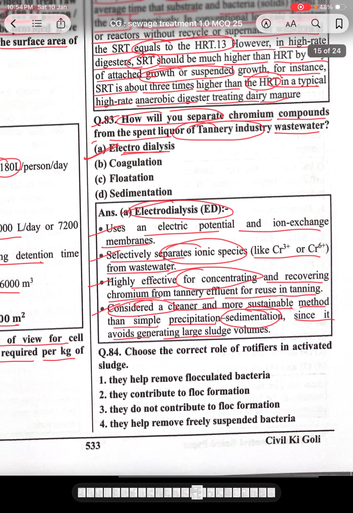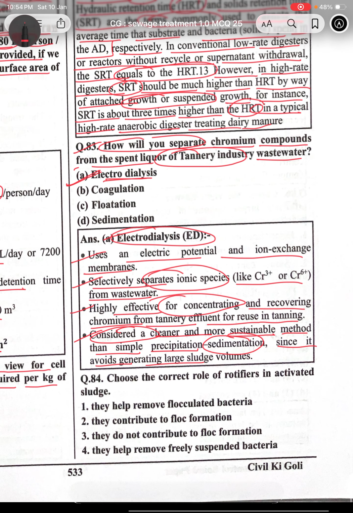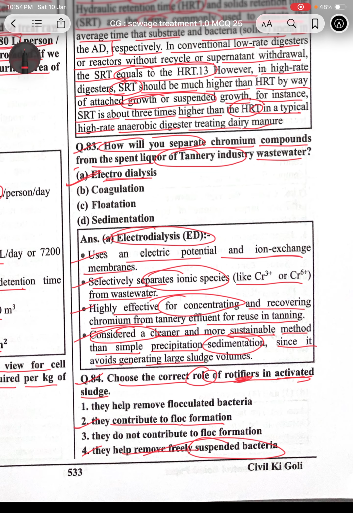2 and 4 will be the answer here. Choose the correct role of rotifers in activated sludge. They contribute to floc formation. Rotifers in activated sludge help remove freely suspended bacteria.